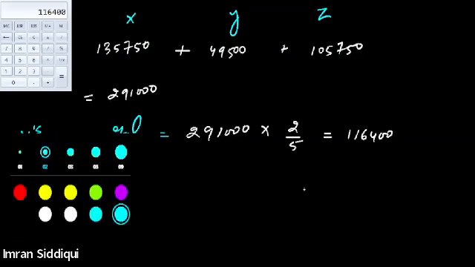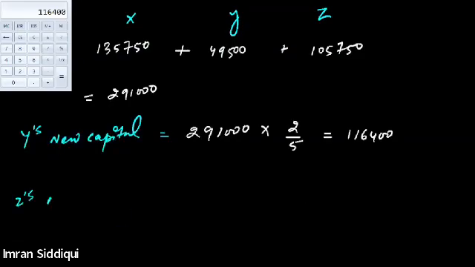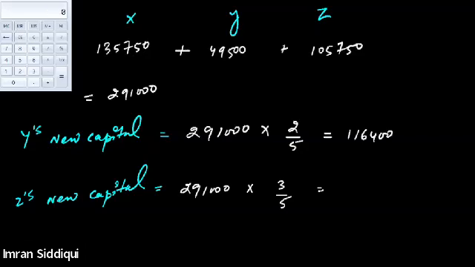Similarly, we will calculate the new capital of Z. Z's new capital will be 291,000 into 3/5. This will give us 174,600. So this is their new capital balance. Got it, everyone? This is the new capital balance of Y and Z.